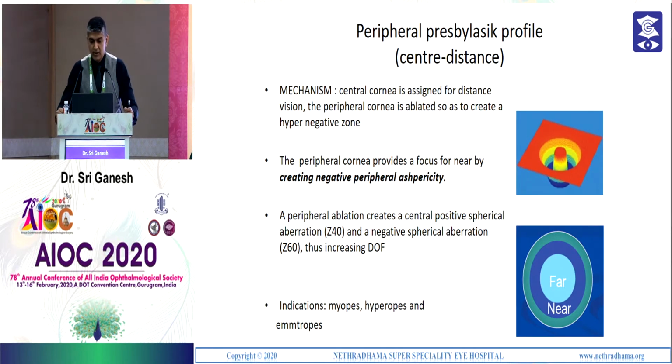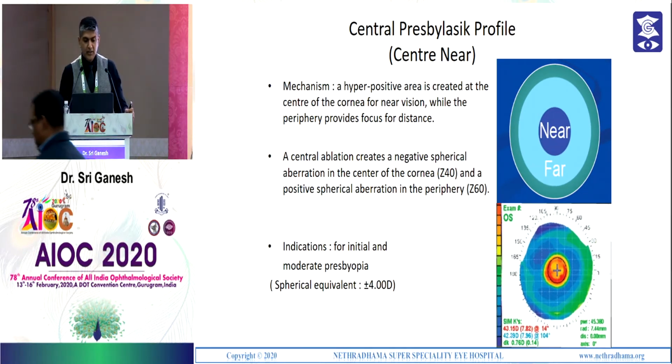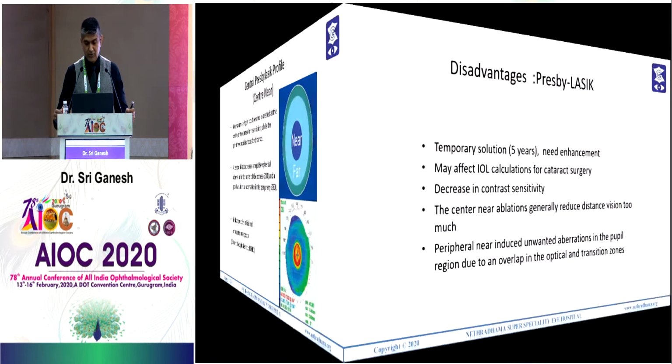The peripheral Presby LASIK profile was introduced by Nidek, and the mechanism is central cornea is assigned for distance vision, peripheral cornea is ablated to create a hypernegative zone, and then it can be done for myopes, hyperopes, and emmetropes. The central Presby LASIK profile or what is called center near is more in practice with different companies like Schwind and Supracor, and Bausch and Lomb introducing it. A hyperpositive area is created at the center of the cornea for near vision, while the periphery provides focus for distance, and it is indicated for initial to moderate presbyopia, and you can also treat ametropia along with presbyopia.